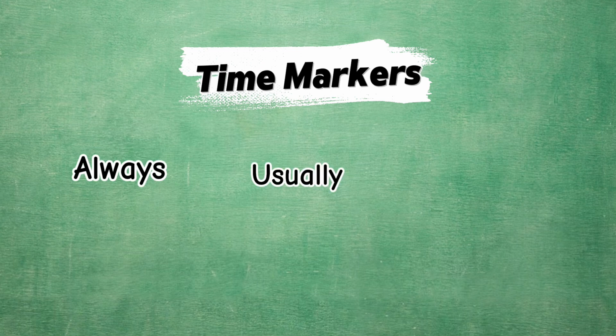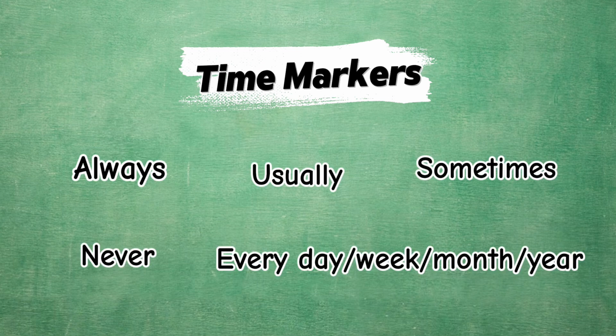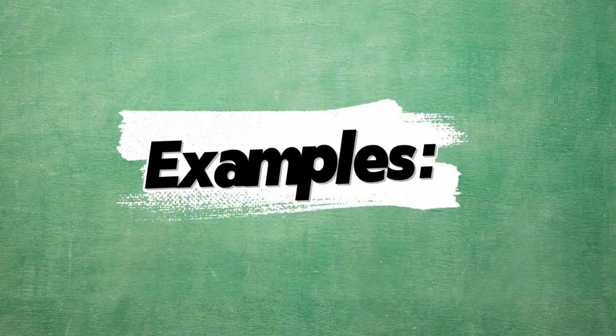Time markers, أو الكلمات التي تدل على الزمن. Usually we have the words always, دائما, usually, عادة, sometimes, أحيانا, never, أبدا, every day, every week, every month, every year. يعني كل يوم, كل أسبوع, كل شهر, كل عام, وهكذا.